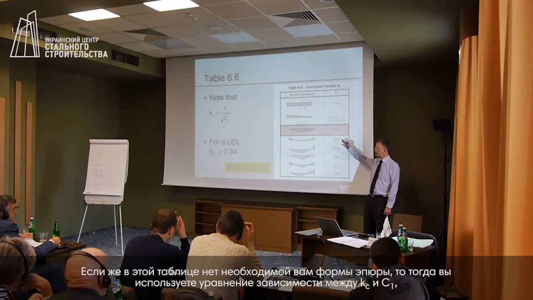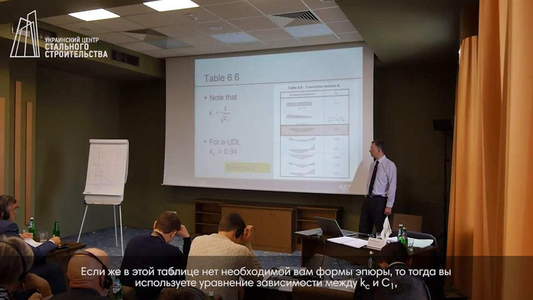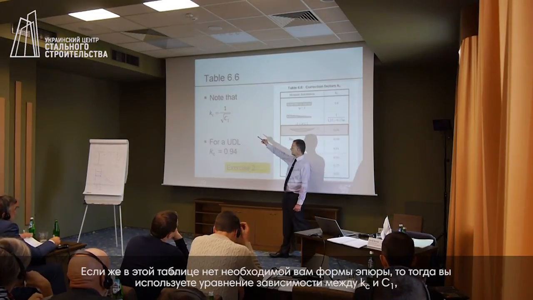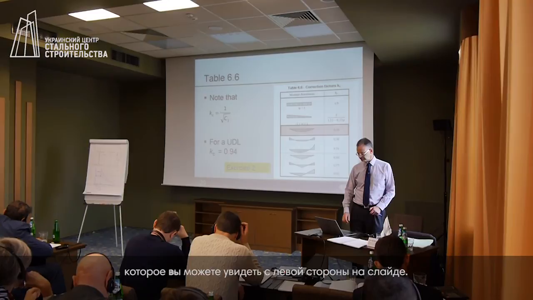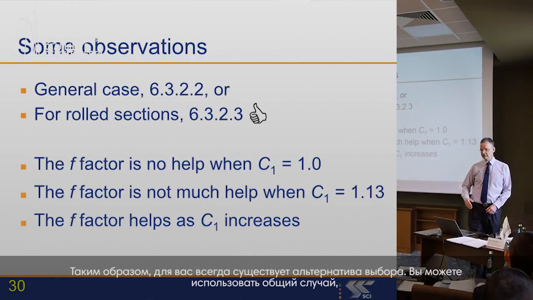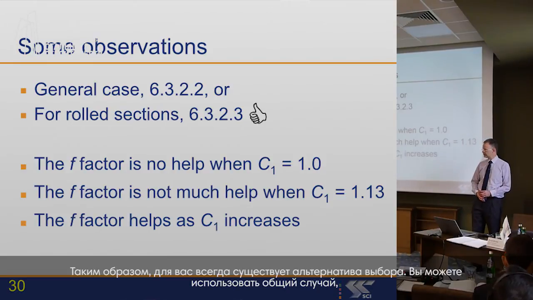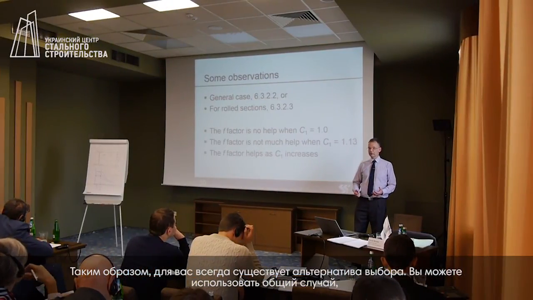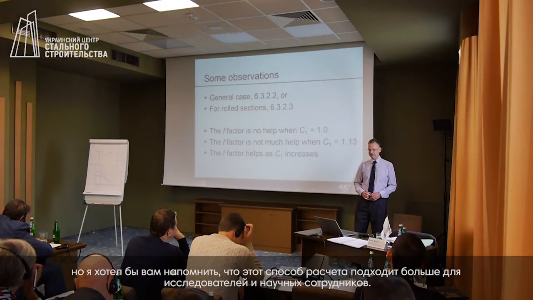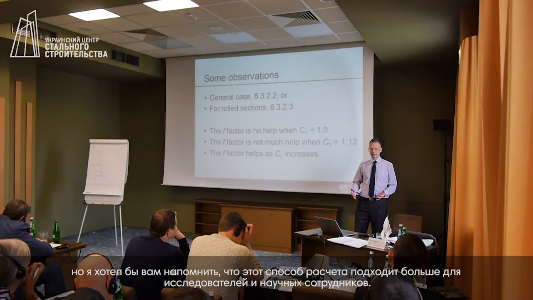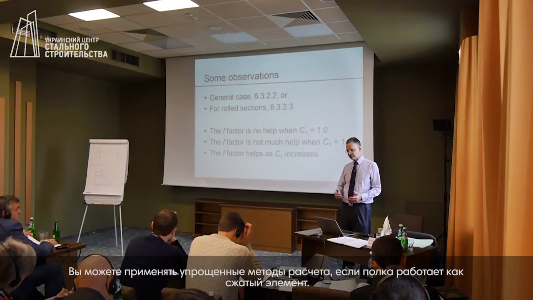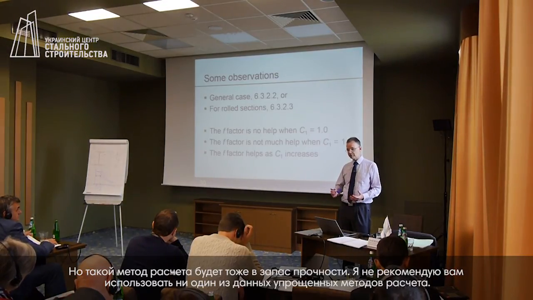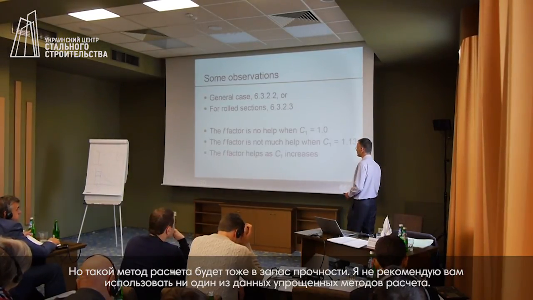If the shape of the bending moment diagram is not covered by this table, then there is a relationship between kc and C1, and you see that over on the left-hand side. So there are alternatives available for you, ladies and gentlemen. You could use the general method, but I would remind you I suggested that is for researchers primarily. You could use the simplified method, where we identify the top flange as a strut acting in isolation, and that would be very conservative. So I do not recommend either of those two alternatives.